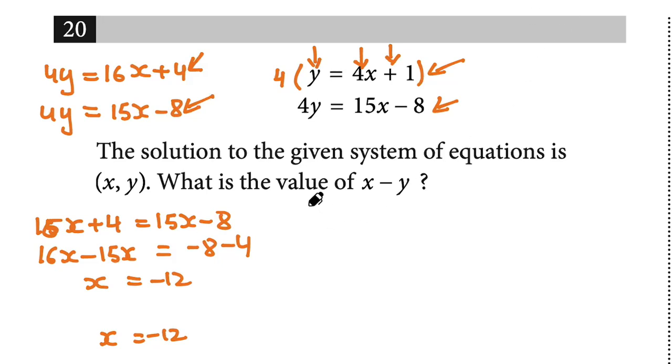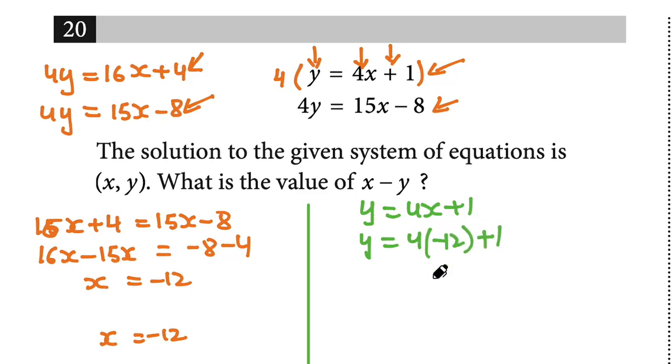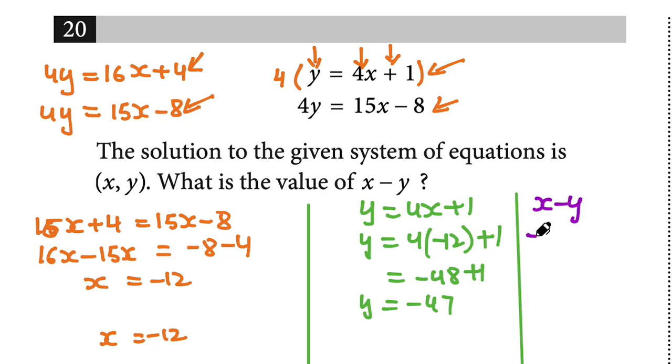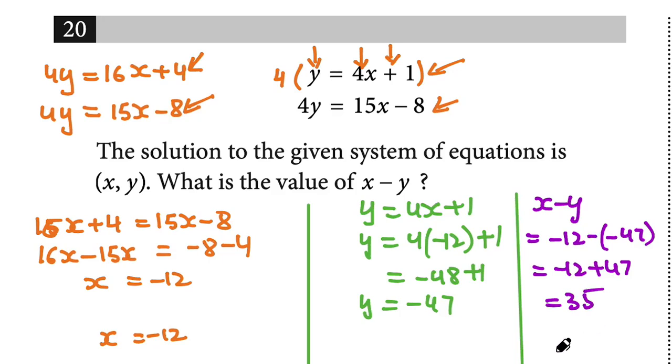I will select the one which is going to have minimum calculations. So y is equal to 4x plus 1. y will be equal to 4 times negative 12 plus 1, negative 48 plus 1. So y is equal to negative 47. Now that's done. And we have to calculate the value of x minus y. Let's do that. So x minus y is equal to x is negative 12, y is negative 47. So that is negative 12 plus 47, which is 35, right?